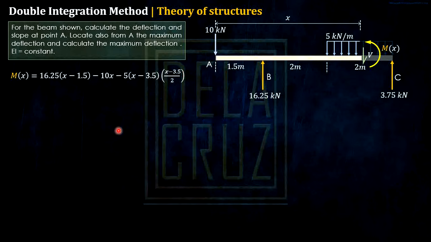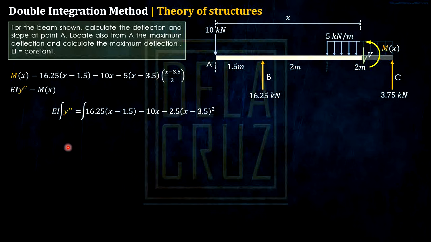Now, using the double integration formula that is derived from the strain diagram, I mean strain of the beam, we will not derive it here. So substitute mo yung moment dyan, EI y double prime equals the moment. Substitute lang, that will be the result. So I simplify this, that is 5 over 2, 2.5, then x minus 3.5 quantity squared. Then we will integrate this.